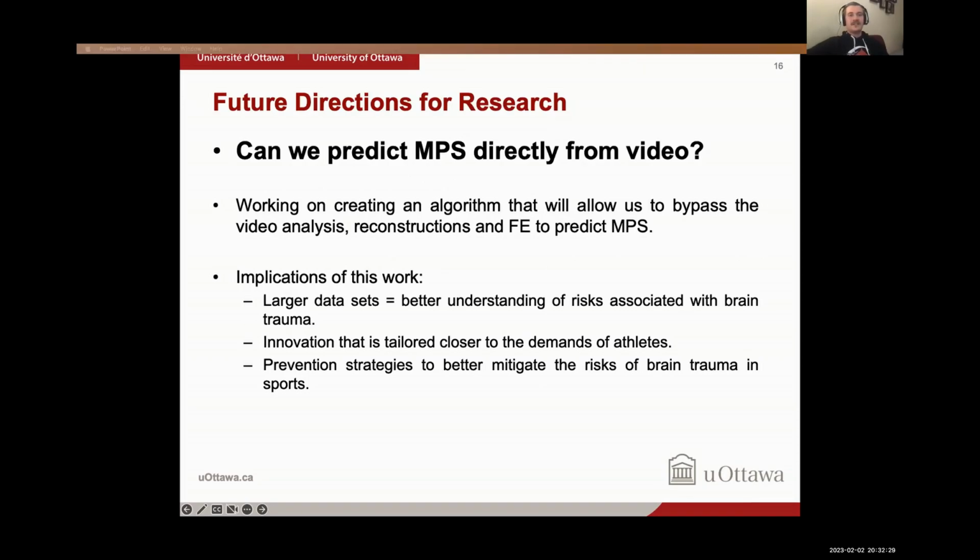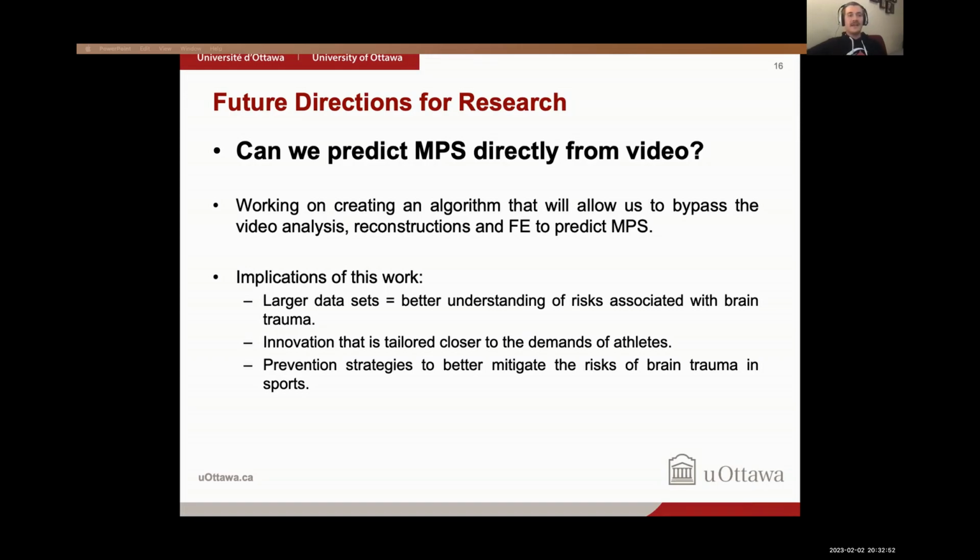And for future directions, just to touch on this a little bit more, we're working on an algorithm with Dr. Graham's lab. That's going to allow us to bypass the video analysis, the reconstructions, and the finite element modeling. And this will help us predict maximum principal strain right away. And the implications of this work, we can create much larger data sets, so we have a better understanding of risks associated with brain trauma.